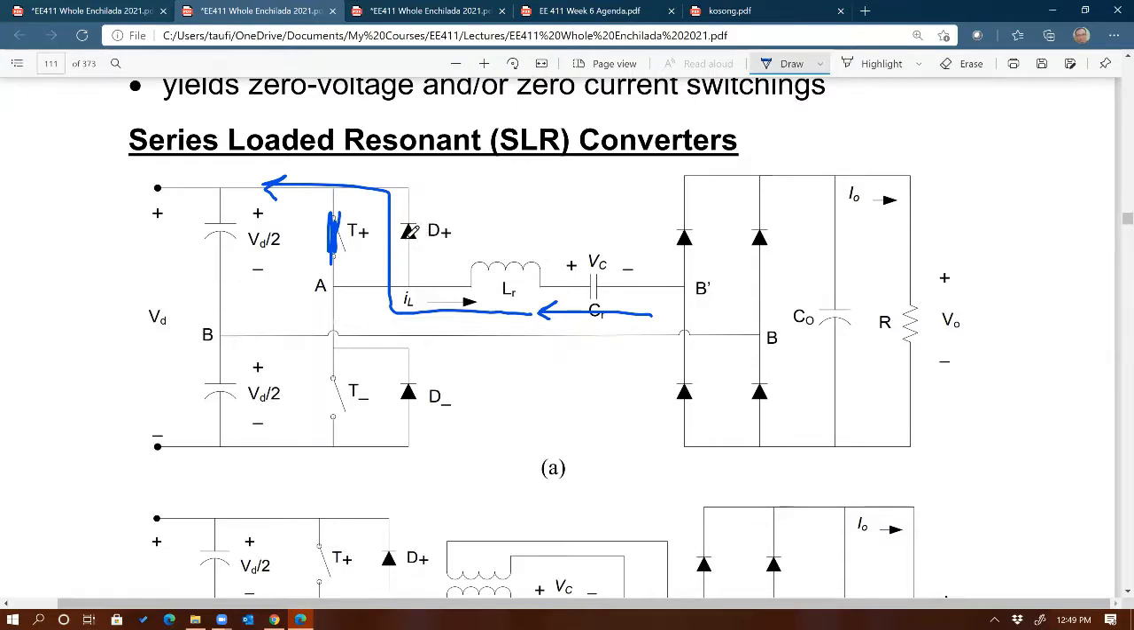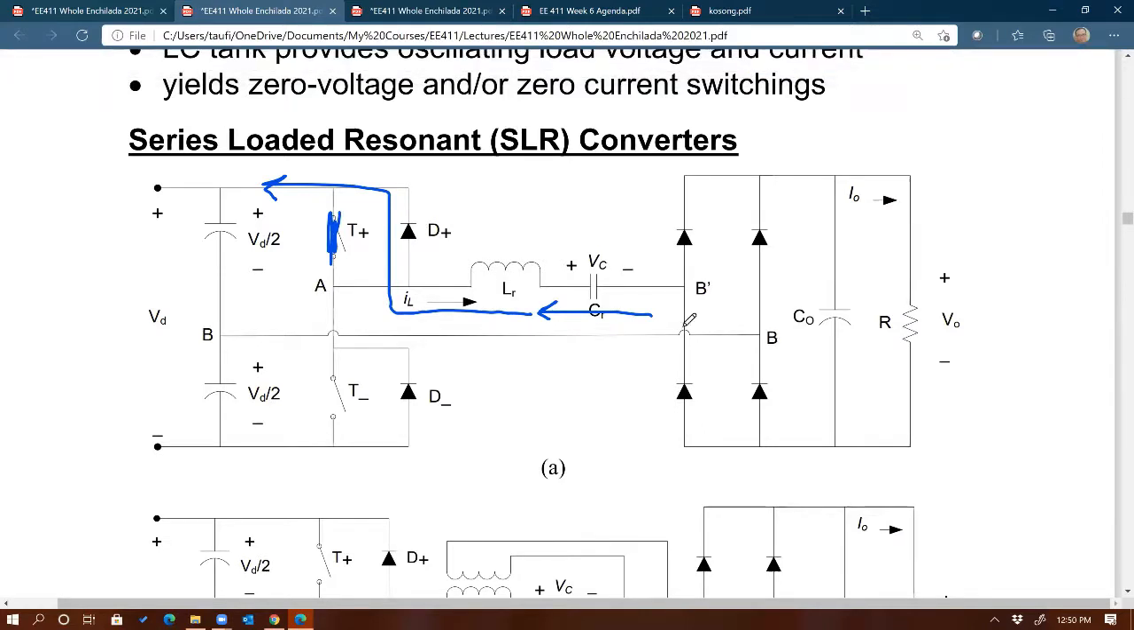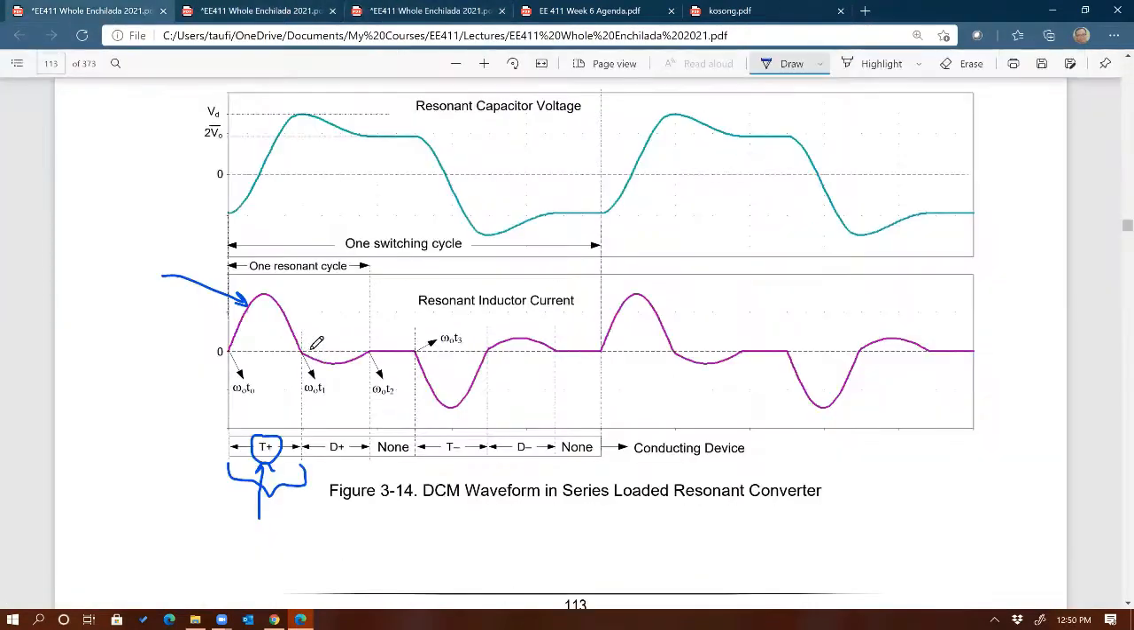D plus, as you know, is a non-controllable switch, so it will turn on by itself as soon as it sees negative current, and T plus cannot conduct negative current. D plus will take over the current. So that's why right here, starting from omega naught T1, for the negative current, you can see D plus is now conducting.